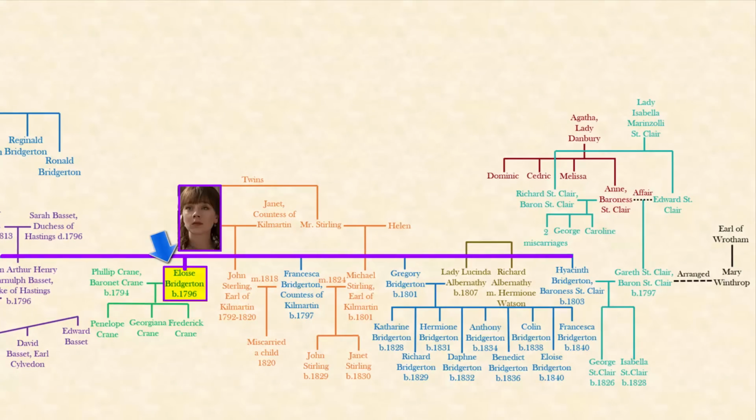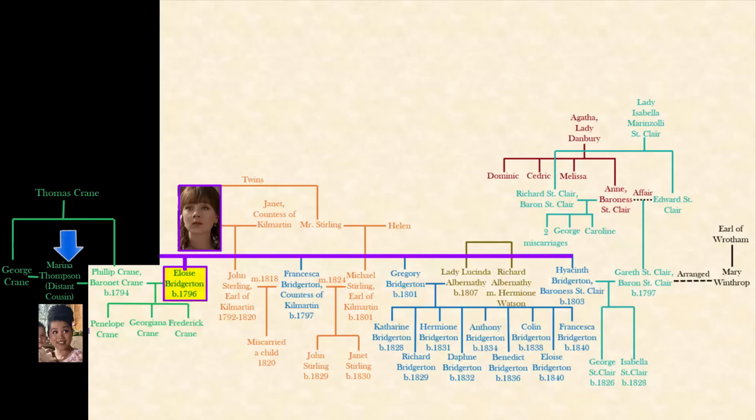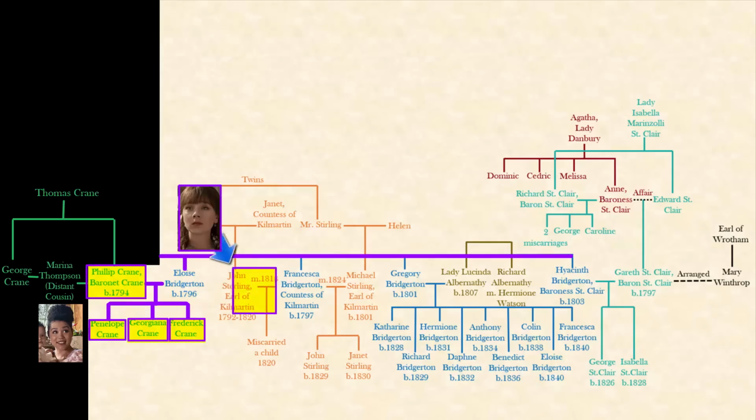Eloise. Now this is a twist. Remember Marina Thompson, distant cousin of the Featheringtons? Well, in the books, she was a distant cousin of the Bridgertons. In the book, and similar in the series, she had been betrothed to George Crane and was pregnant, but he passed away and so she married his brother Philip. She would eventually attempt suicide and die from fever related to that. Philip then would begin romances with Eloise, and the two would get married. They would have 3 children together: Penelope, Georgiana, and Frederick.